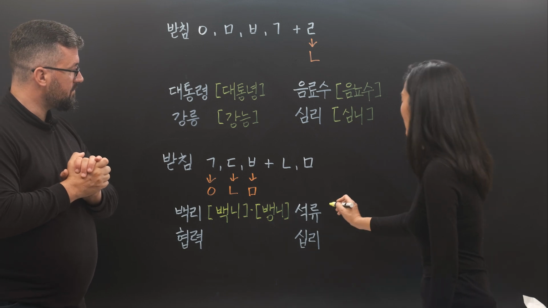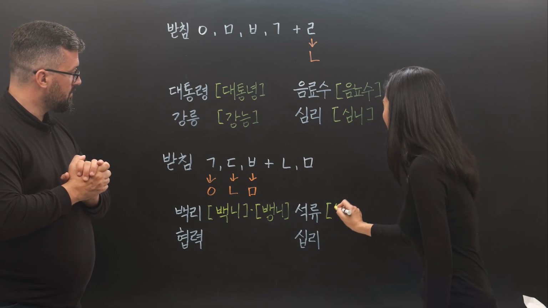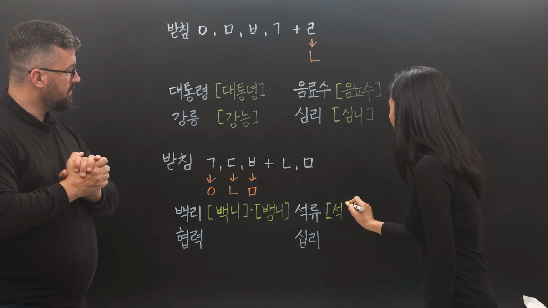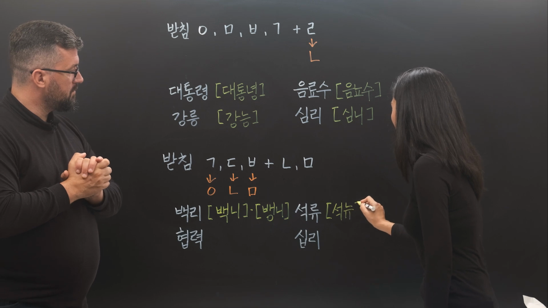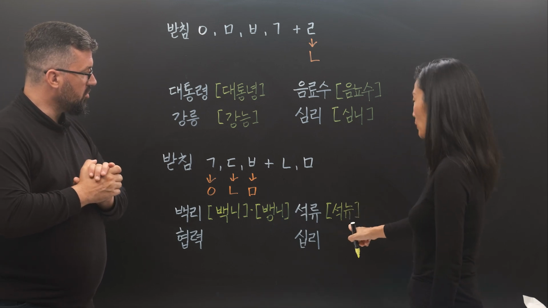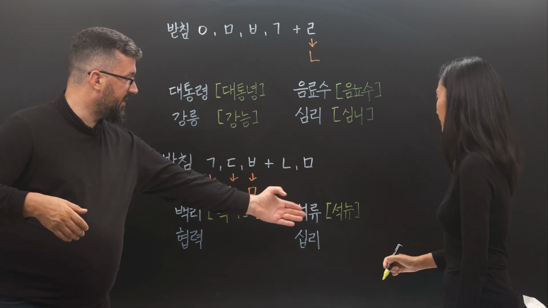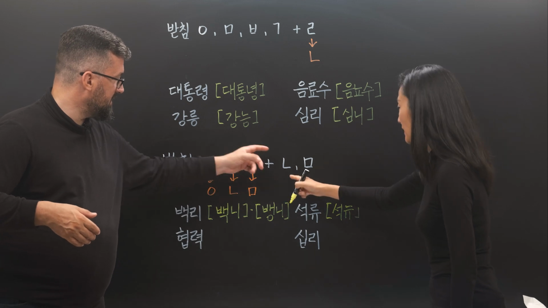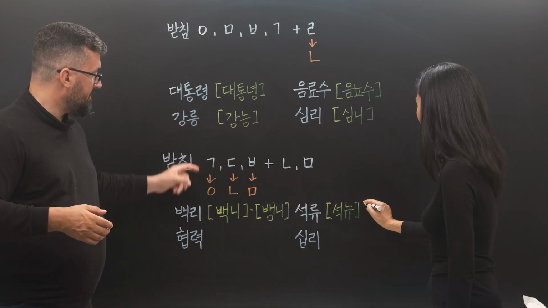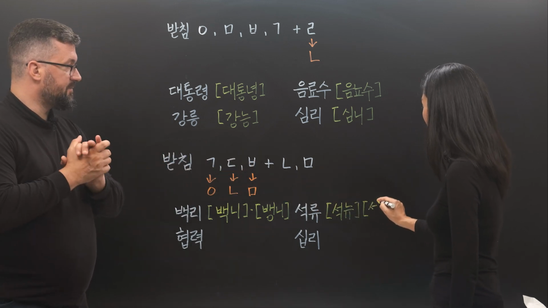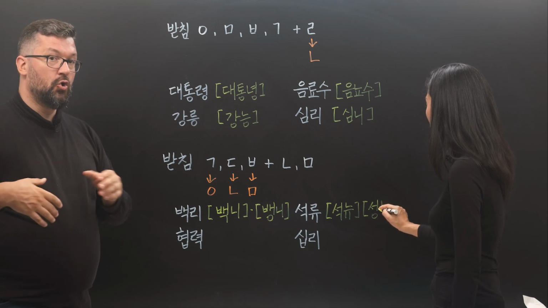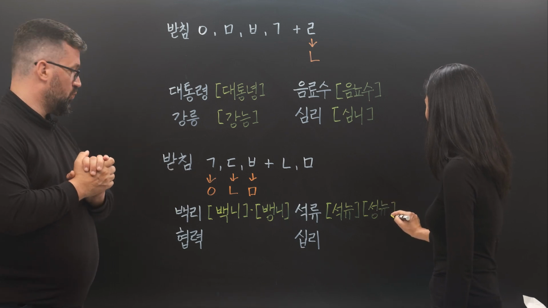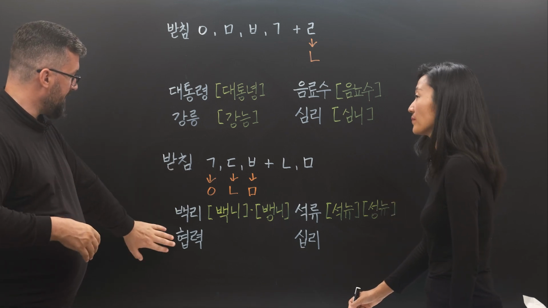And this one also, 석류. 석류, but then we have a situation where g meets n. Then it becomes 응. Then 성류. What's happening here?